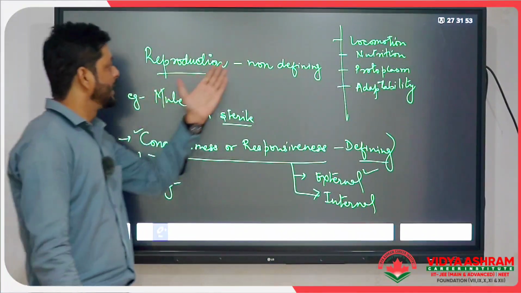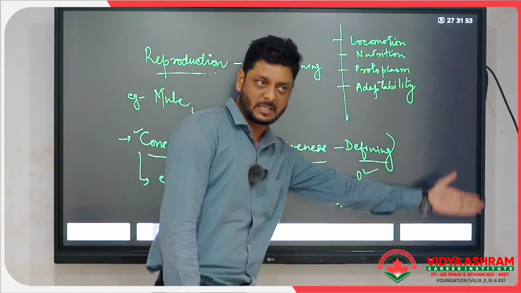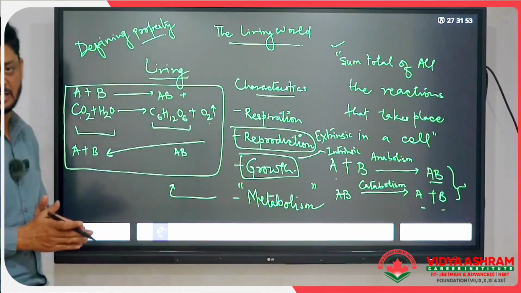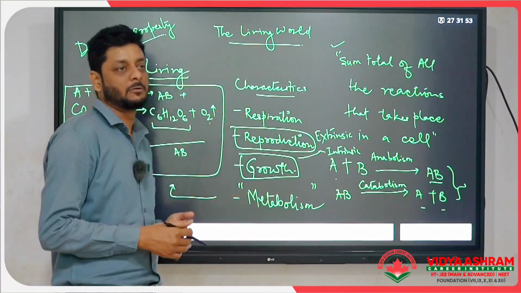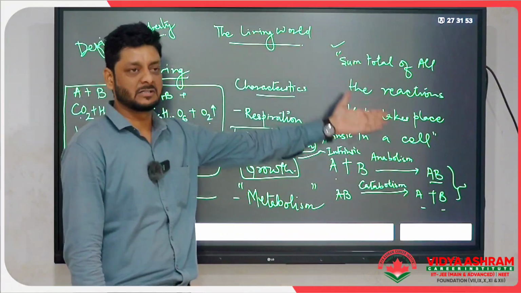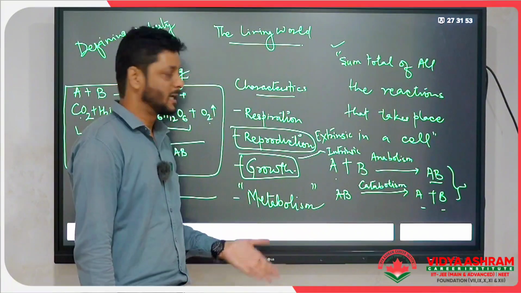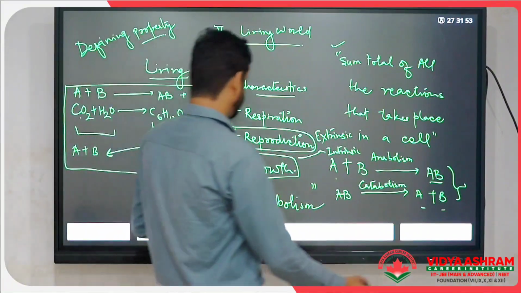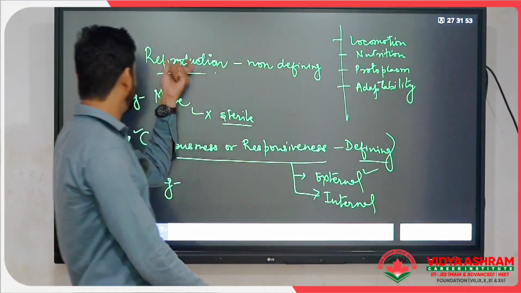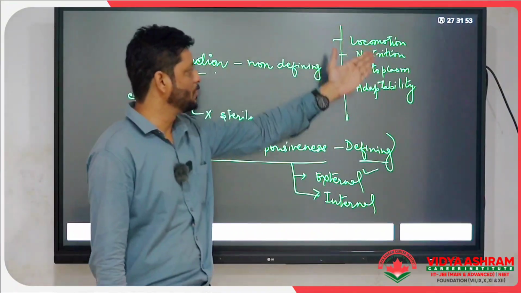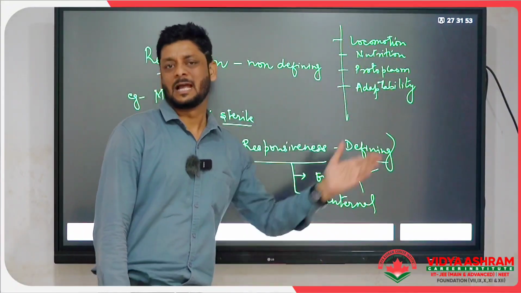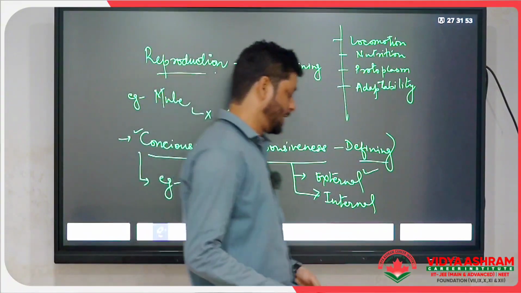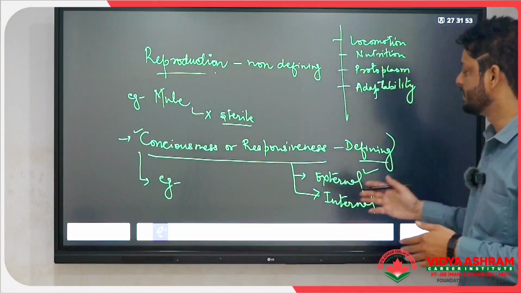So there are certain characteristic features of the living. A living organism is said to be living if it shows these characteristic features, such as respiration, reproduction, growth, metabolism, consciousness, locomotion, nutrition, protoplasm, and adaptability. So this is the introductory part of the living world.